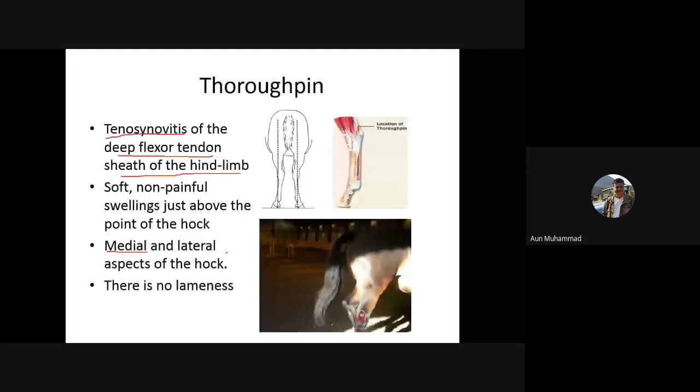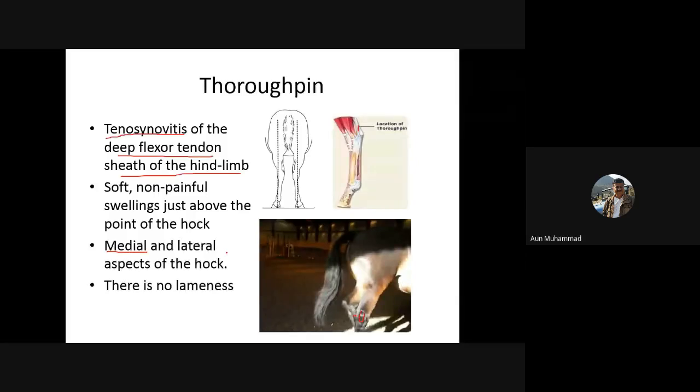Again, just like the cases of the wind gall, you will not see any sort of lameness until and unless you have made more aggravation or drastic changes inside because of the wrong approach of treating these conditions, and ultimately this wrong approach may result in infection or abscess formation.